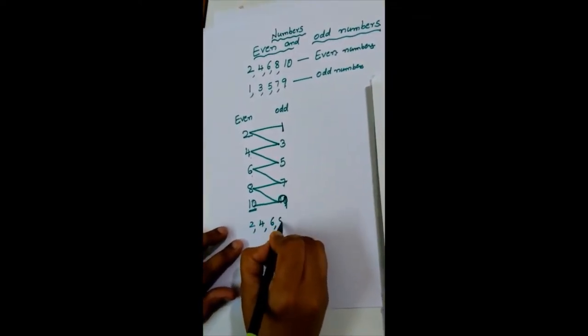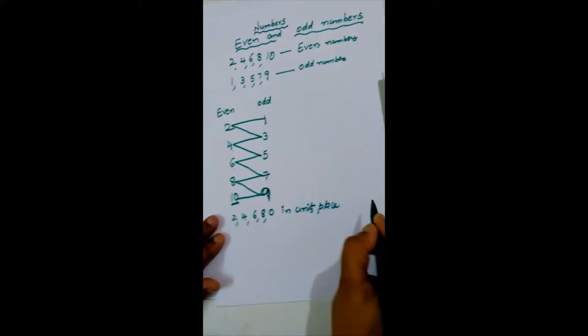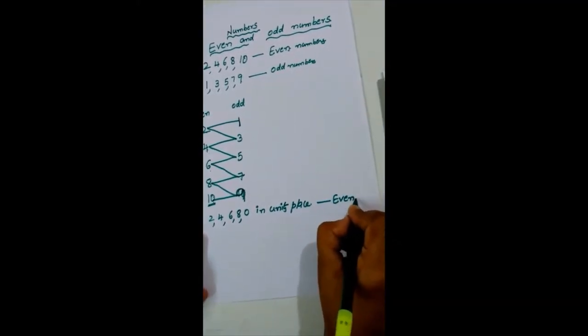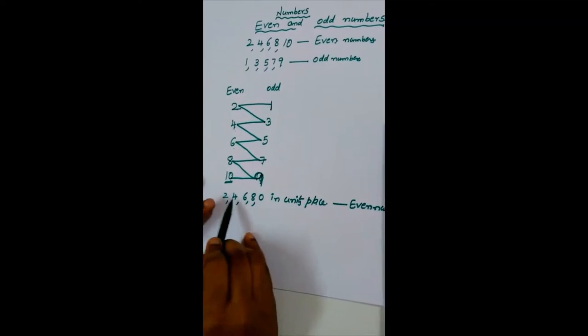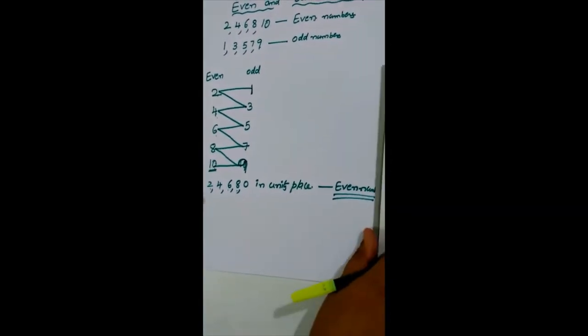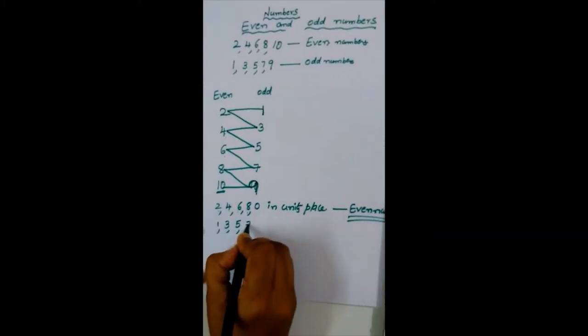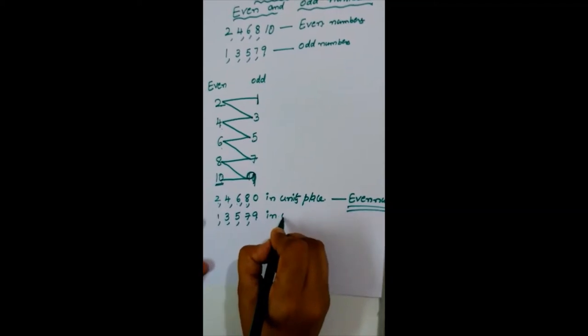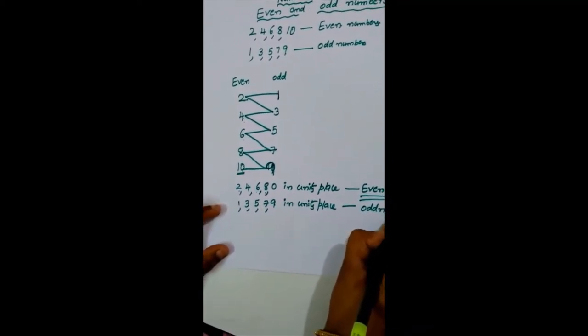The numbers which have 2, 4, 6, 8, 0 in units place, those numbers are called what, children? Even numbers. How to identify the even numbers? The numbers whose units place ends with either 0, 2, 4, 6, 8 are even numbers. Similarly, the numbers that end with either 1, 3, 5, 7, 9, those numbers are called what, children? 1, 3, 5, 7, 9 in units place are called what? Those numbers are odd numbers. Odd numbers. Understand, children?